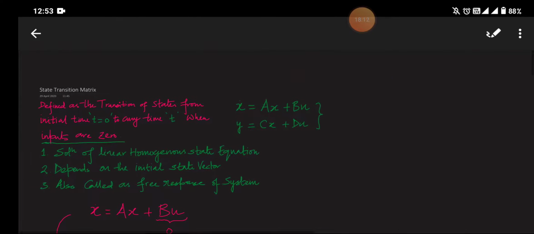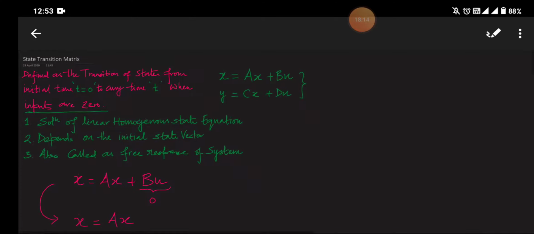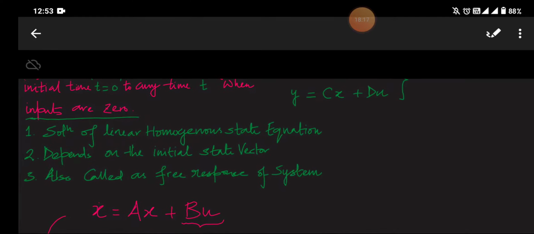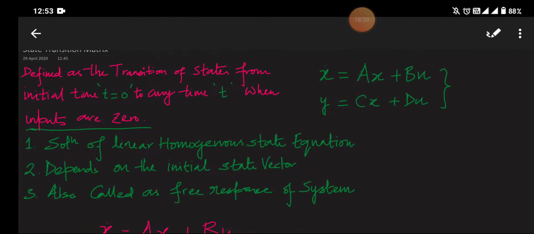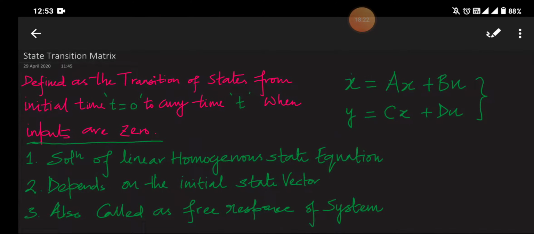So till now, let us see what we have learned. So we have learned about state transition matrix. State transition matrix is defined as the transition of a state from an initial time t equal to 0 to any time t, that is, how the state will transfer from time t equal to 0 to any time t, what will be the value of that state of the system when the input is 0. So this will give us a linear homogeneous state equation.